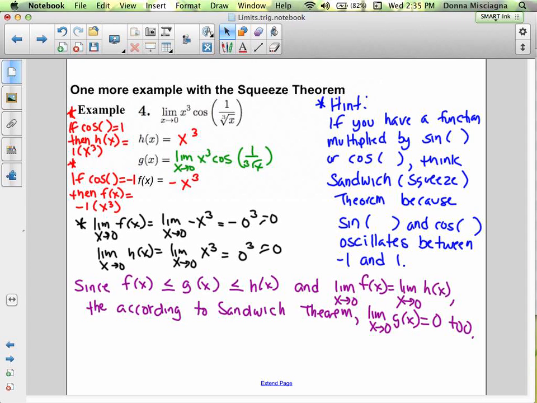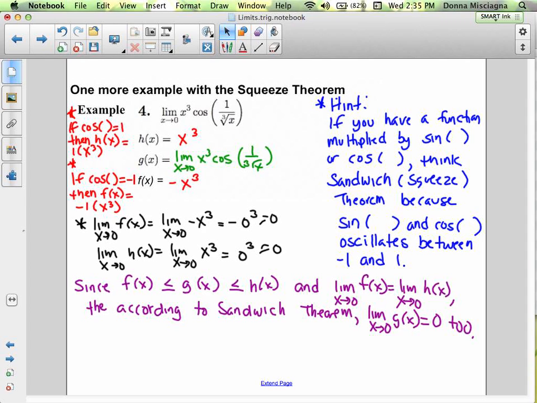So since those two limits are the same, then according to sandwich theorem, because the function of interest, the limit of interest, is in between the other two functions, and those functions have the same limit, well then the limit of g of x has to be 0 as well. All right? This is all you need to perfectly justify. And you can call it squeeze or sandwich. Right? That part doesn't matter.